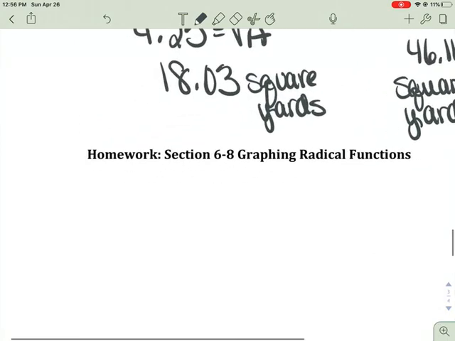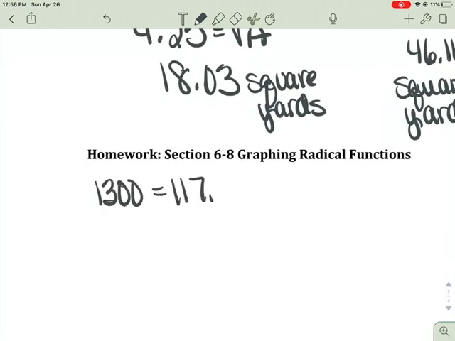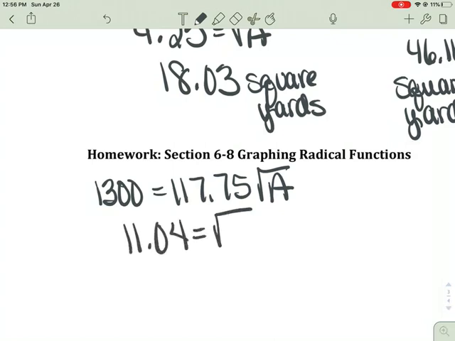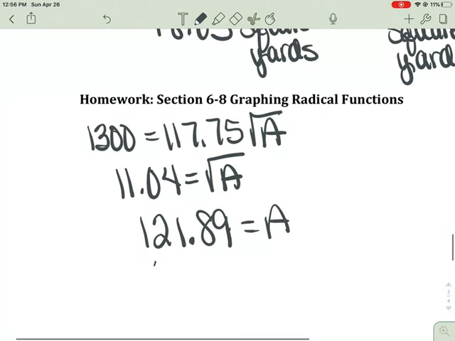All right, let's do this last one. I'm running out of room, so I'll do 1,300 here. I got about 11. Square root of A, square both sides. 121.89 square yards.